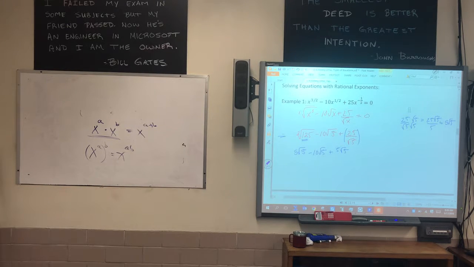So this thing here simplifies to that. What does that give me? Plus 5 root 5 plus 5 root 5 minus 10 root 5. 0. So I got a 0 on the left hand side. I got a 0 on the right hand side. That's an absolute true statement, right? Tells me x equals 5 is the right answer.